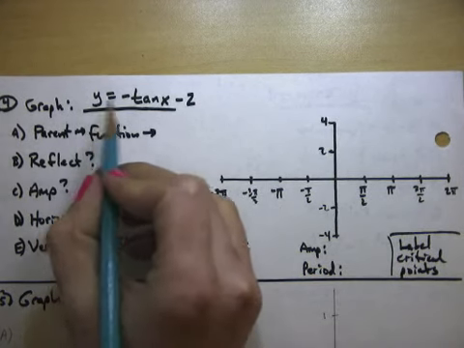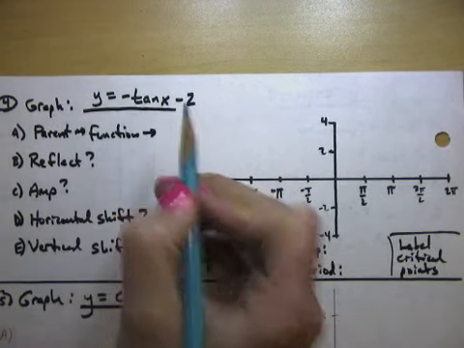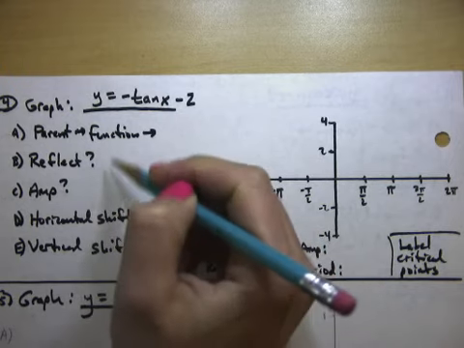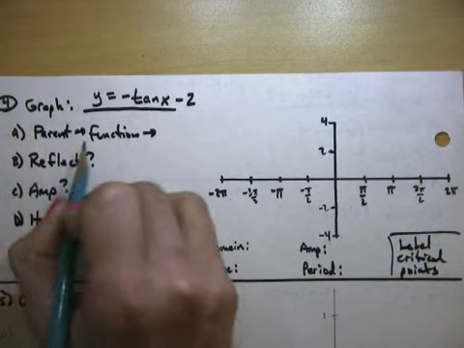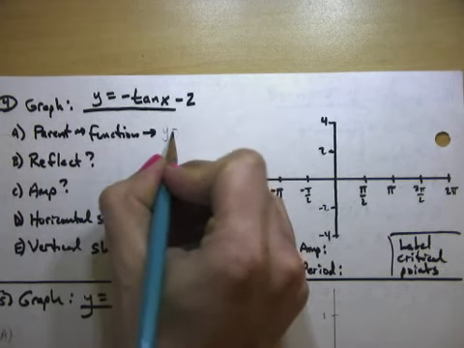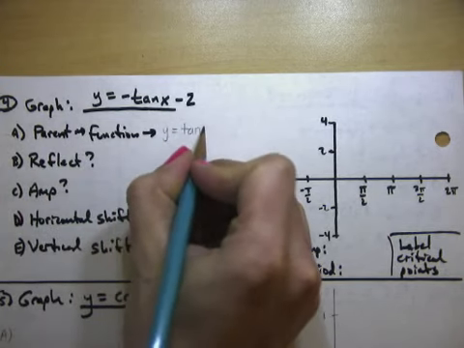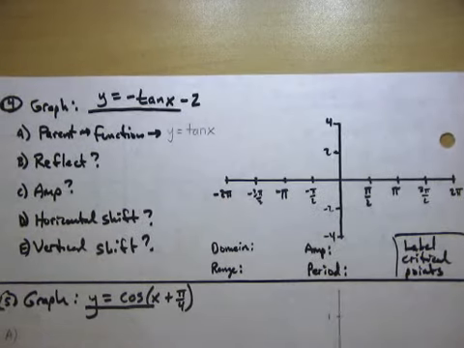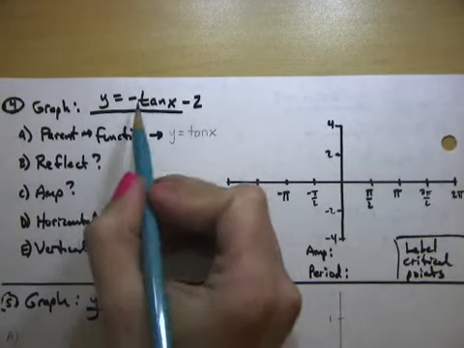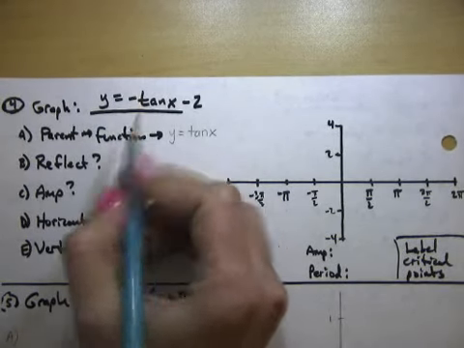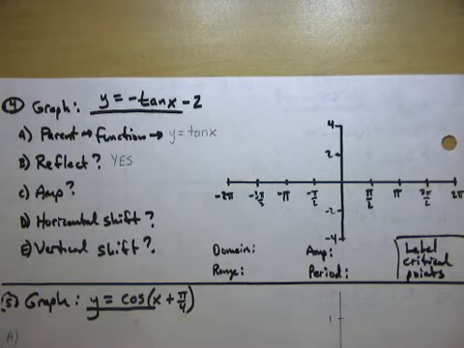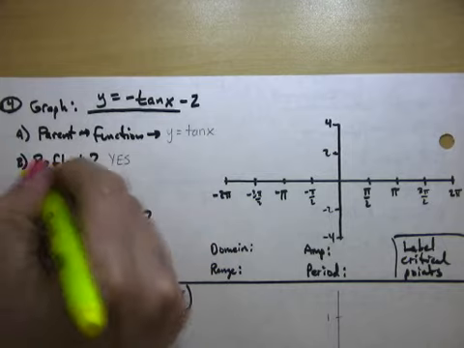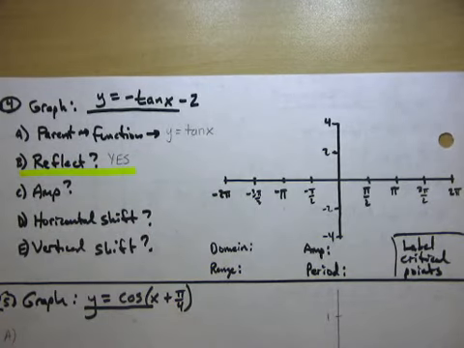So this second function is y equals negative tan of x minus 2. Just like the other problems, we're going to ask ourselves these 5 questions before we graph. So part A, the parent function is just y equals tangent of x. Is there a reflection? Absolutely. We see our a value here is negative, so yes. And again, once I see a transformation, I'm going to highlight it to remind myself to make that transformation.